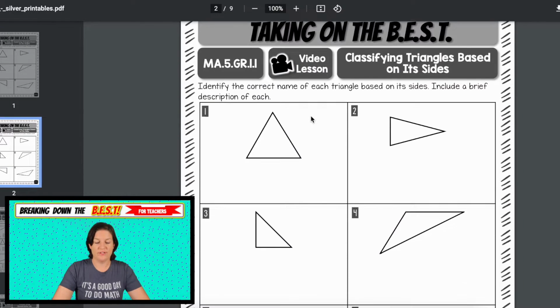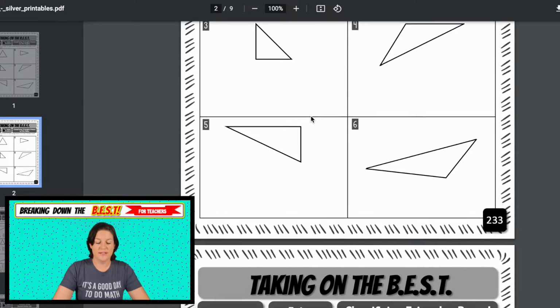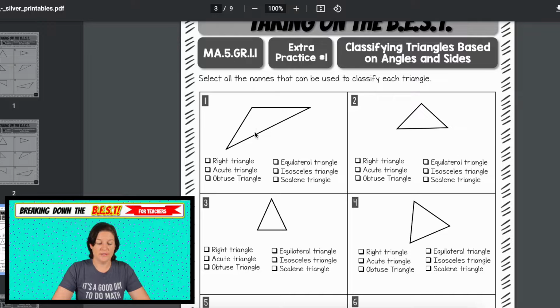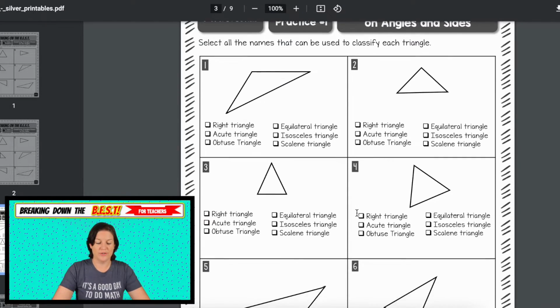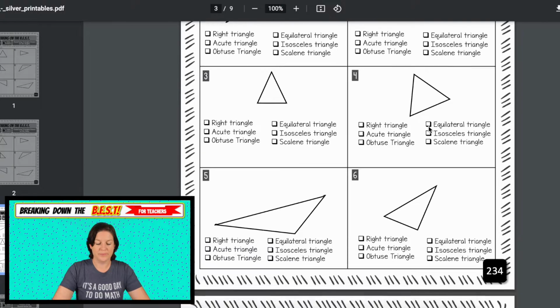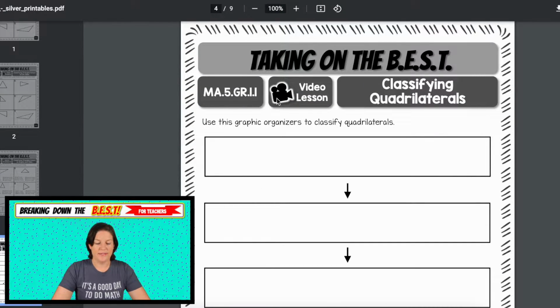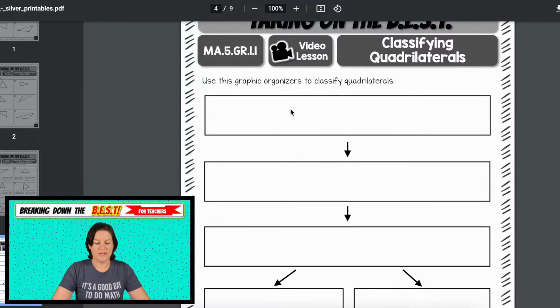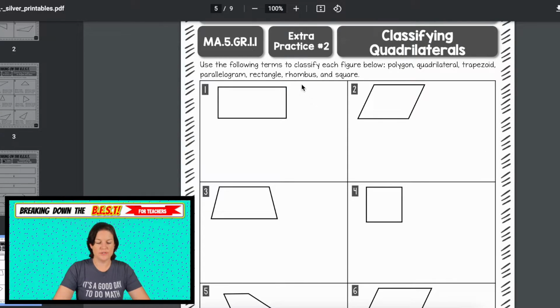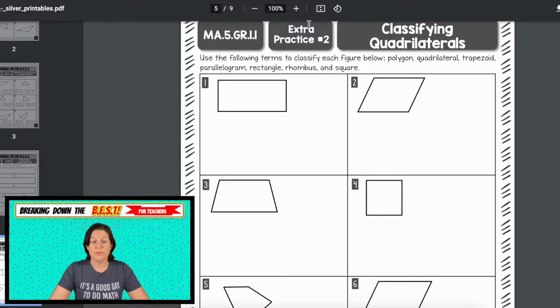So then it's the second video lesson based on their sides. And then after that, there's a couple of extra practice items saying where we can select all the names that can be used to classify each of these triangles. So you can see we've got them based on the angles and based on the sides, based on the angles, based on the sides. Extra practice there. And then this video lesson is classifying quadrilaterals using this graphic organizer. And then here for extra practice 2, we'll be able to use the following terms to classify each figure.